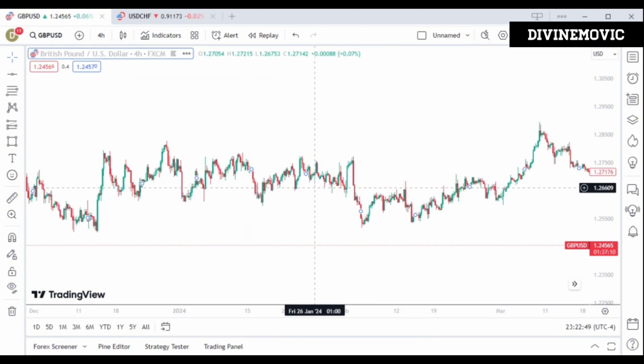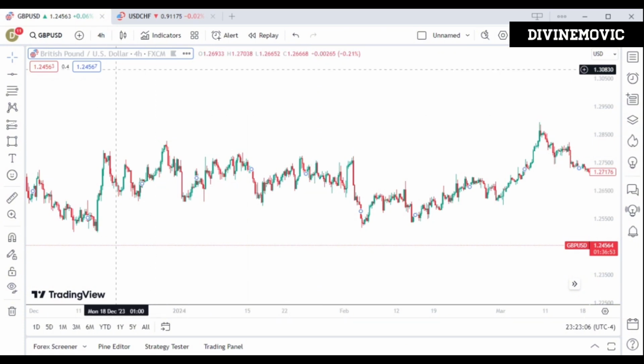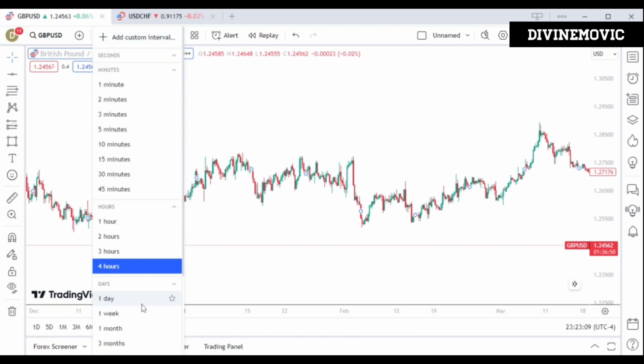This is GBPUSD, and we'll just open the chart. Remember what I told you in my last video, right? The first thing you want to do whenever you open the chart is to simply go to the higher time frame and understand direction, and as well identify the key level. So we're going to go to the daily time frame and understand direction and key level.